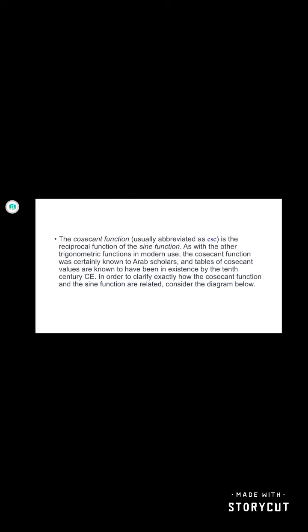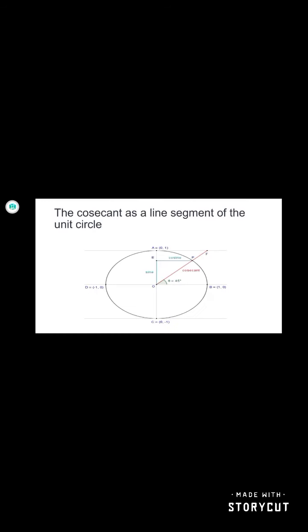As with the other trigonometric functions in modern use, the cosecant function was certainly known to Arab scholars, and tables of cosecant values are known to have been in existence by the 10th century CE. In order to clarify exactly how the cosecant function and the sine function are related, consider the diagram below.